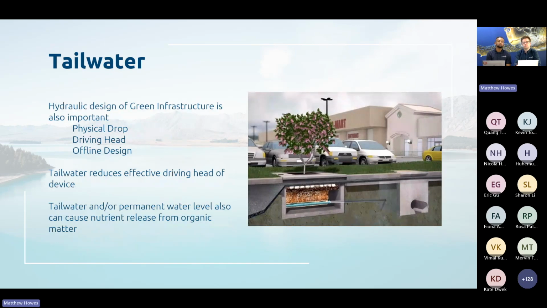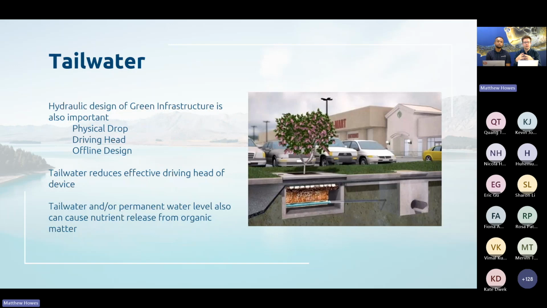of course, for green infrastructure as well, it's quite a consideration to think about. Wetlands use the buildup of water to provide the treatment mechanism, but for other green infrastructure devices like the rain gardens or our Filtera, the hydraulic conductivity of the media, using Darcy's law as we discussed, is really important, so that the rain garden itself is free draining. So there is still a physical drop through a Filtera. There is still a driving head depending on the ponding level, and we still want to have offline design for the rain garden or the green infrastructure device.